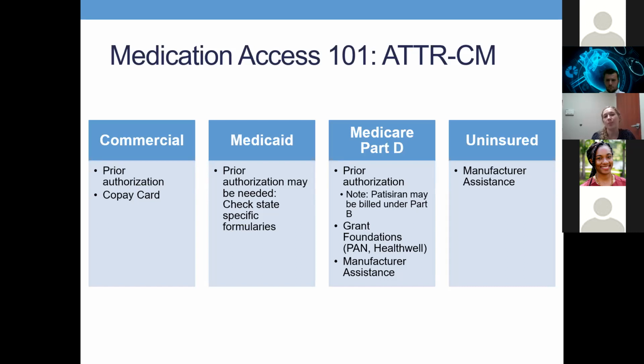The true issue comes with our Medicare Part D patients. Again, most of these plans will require a prior authorization, though I will note that patisiran is usually billed under Part B because it's an infusion and not Part D, but that does depend on the patient's insurance coverage. Once authorization is obtained and you can see the copay, if that copay is too high, you can consider applying for a grant. This is a third-party organization that's going to provide money for these patients to address their copays. And then if the grants are closed, you can apply for manufacturer's assistance. And finally, for our uninsured patients, these are the most straightforward, and you just go directly to manufacturer's assistance.